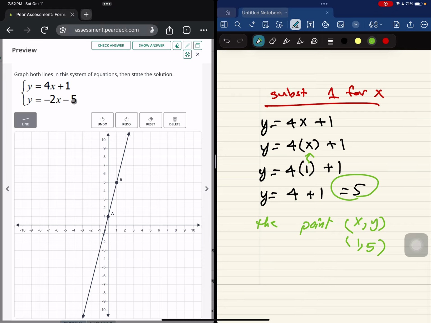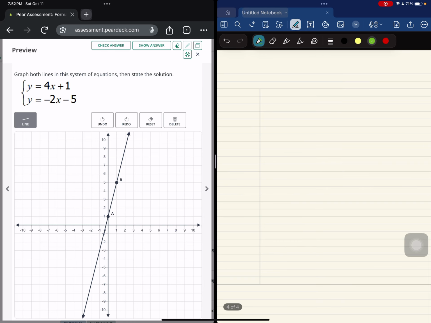Now the second equation, which is y equal negative 2x minus 5. The equation will be like this: y is equal to negative 2x minus 5. We can substitute 0 for x as follows.